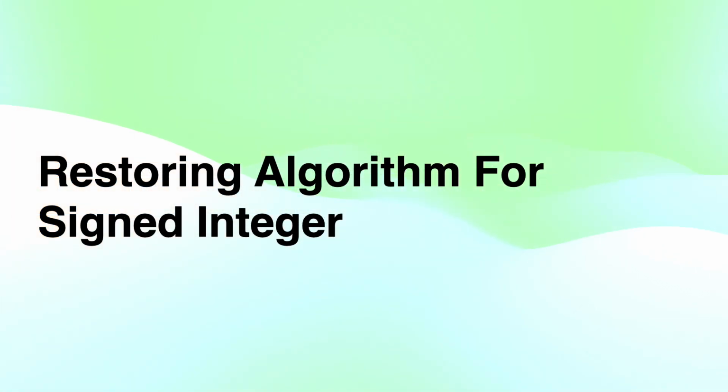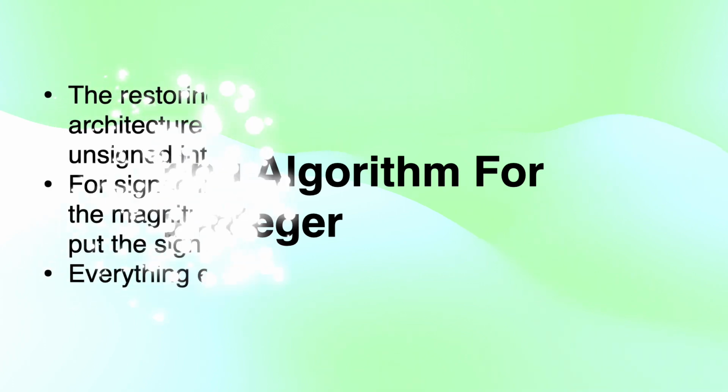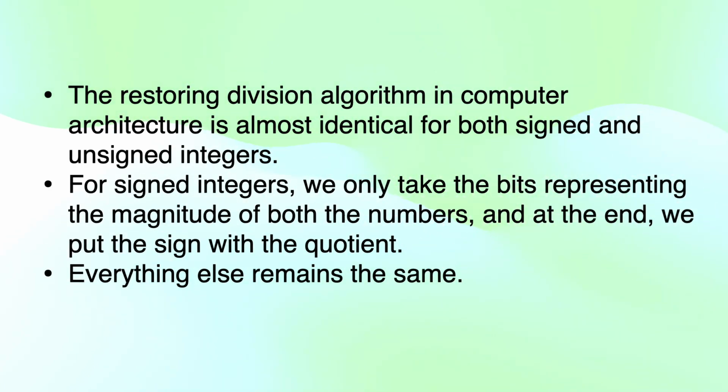I will be explaining the topic restoring algorithm for signed integers. The restoring division algorithm in computer architecture is almost identical for both signed and unsigned integers. For signed integers, we only take the bits representing the magnitude of both the numbers, and at the end we put the sign with the quotient. Everything else remains the same.